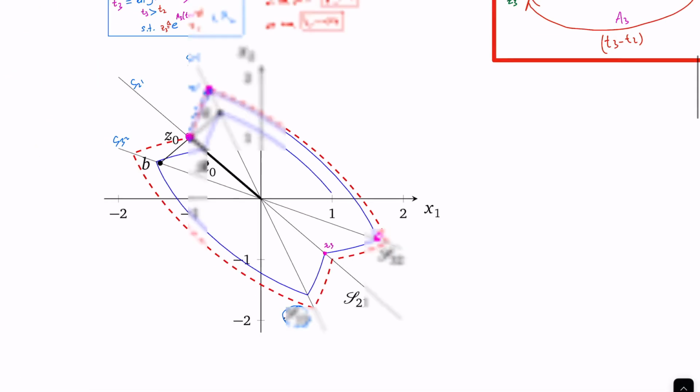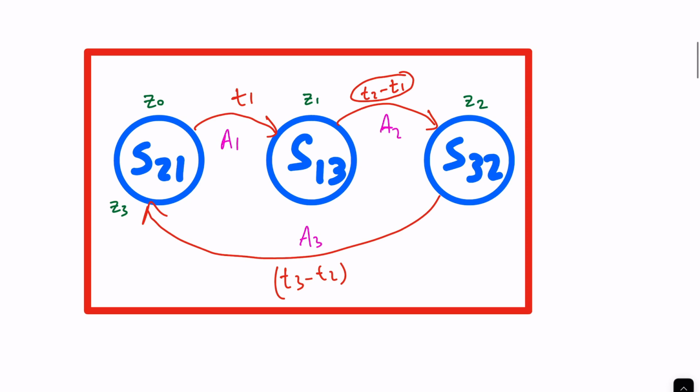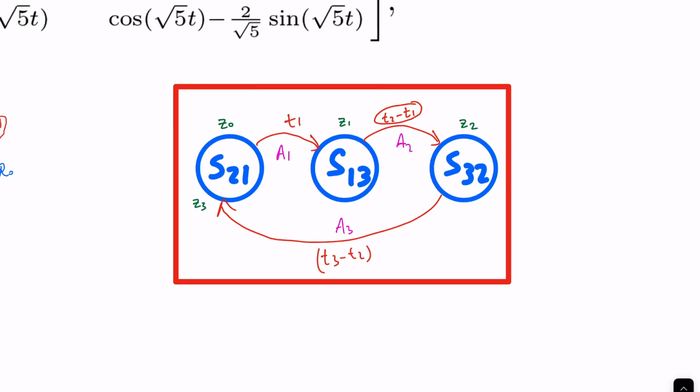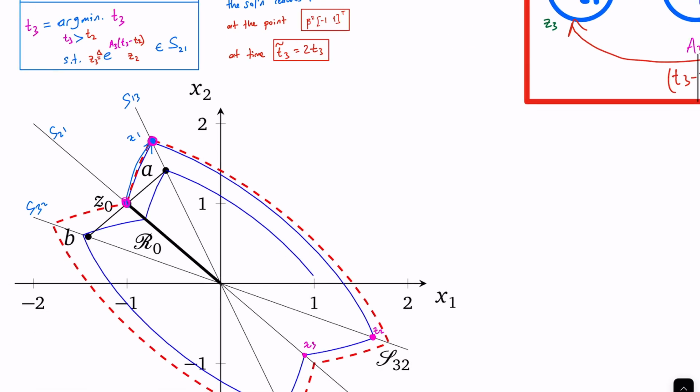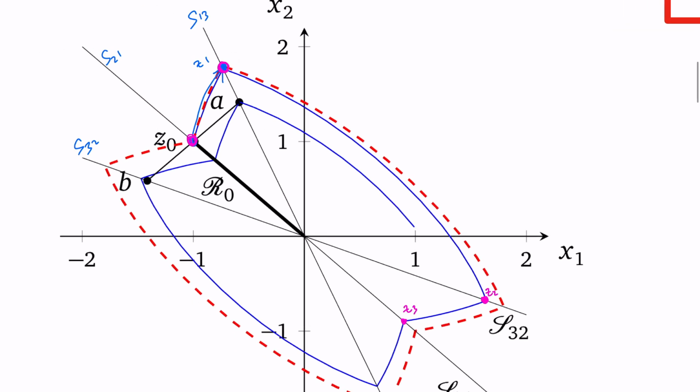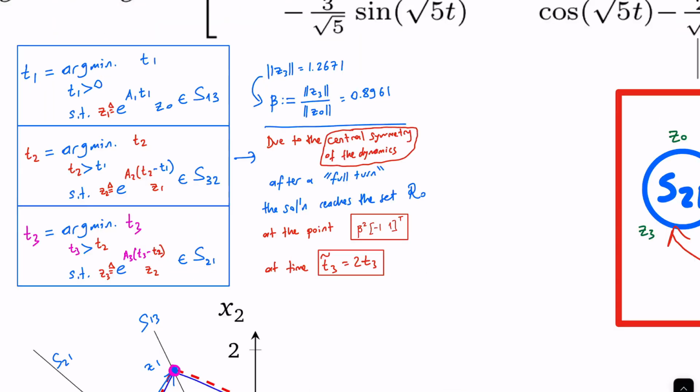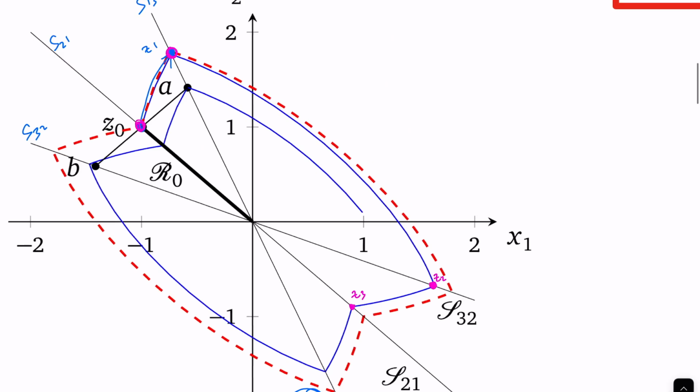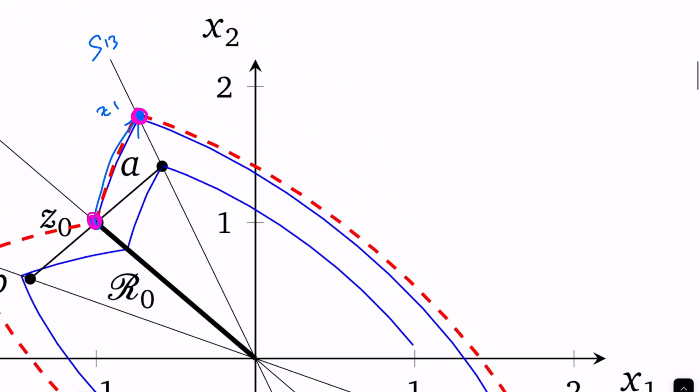There is also a nice diagram that shows what is going on here. So what did we do? We were at S21 and now again we reach the S21 line. So we completed half a turn, and we name that point Z3.